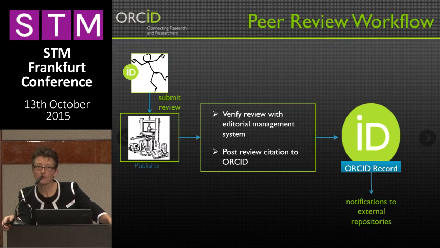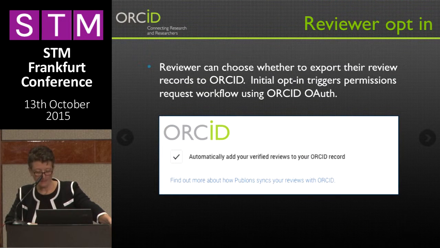During that process of invitation, they are requested to provide their ID, again using authentication. Okay, the publisher goes through the process of going through the peer review, and then you can verify that this person actually did provide a review and post that review citation to Orchid, whether it's at the time of the review or once a year, whenever you want to do it, to go and test this workflow, okay?